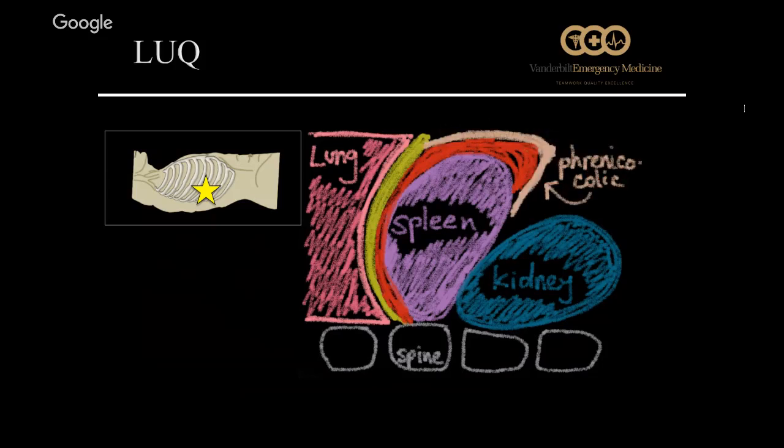So we can see that blood collects superior to the spleen, between the spleen and the diaphragm, and then wraps around. But because of this phrenicocolic ligament, blood's not really going to get between the kidney and the spleen very often. And so if I'm only scanning between the kidney and the spleen, I'm going to miss that free fluid. So I'm going to focus my view just above the spine, between the spleen and the diaphragm. And that's where the first little bits of blood in the left upper quadrant are going to collect. Next slide.